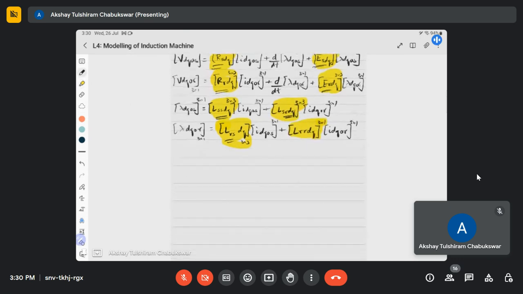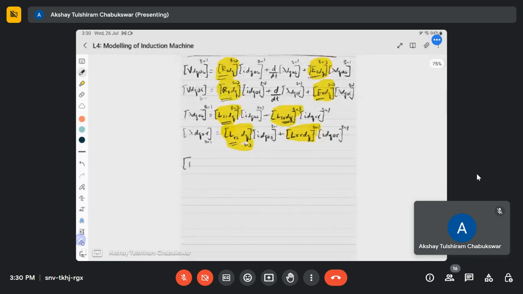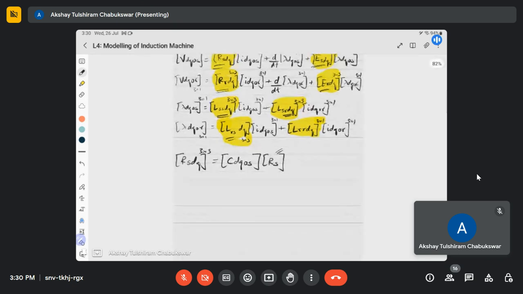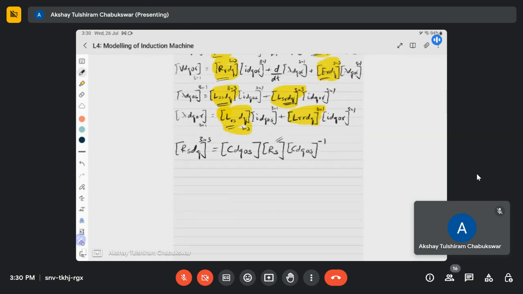I'll just quickly write what the value of this is. Rs in dq, which is 3 cross 3, has its value given as C dq0s into Rs, which was the original Rs we used for ABC, into C dq0s inverse.